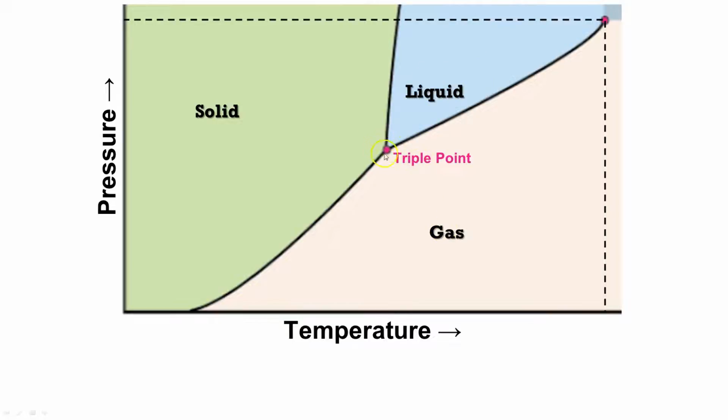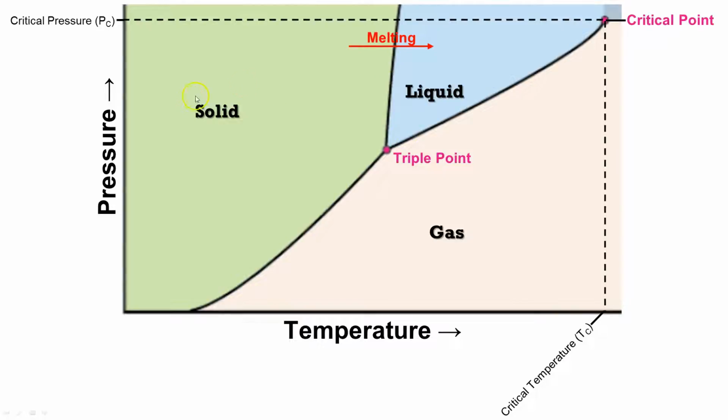The triple point, as I mentioned, is represented right here. It's the part where solid, liquid, and gas all exist in equilibrium at the exact same time. Critical point is represented right here, which means that this is the critical pressure. Everything above that cannot have a liquid. And the critical temperature is this line right down here. Everything to the right of that cannot be a liquid either.